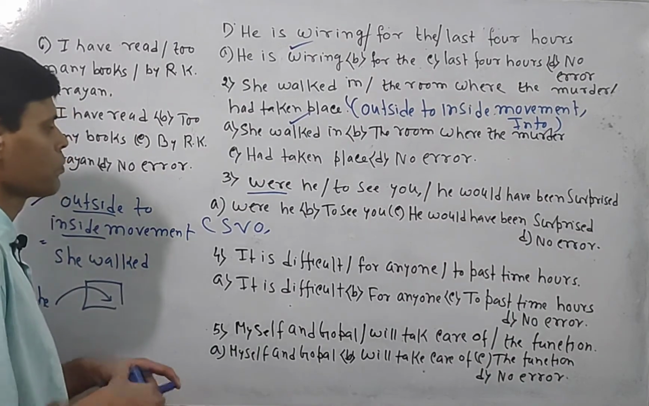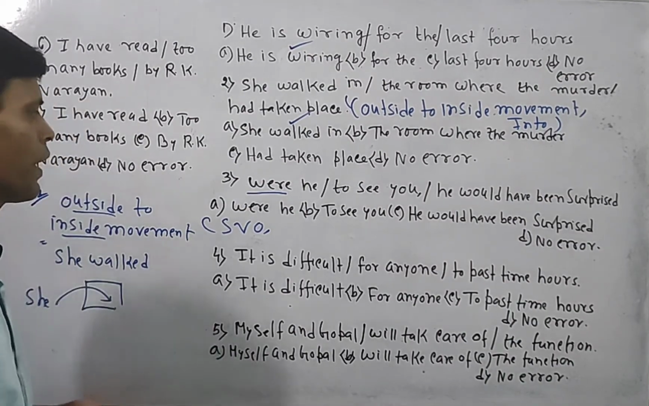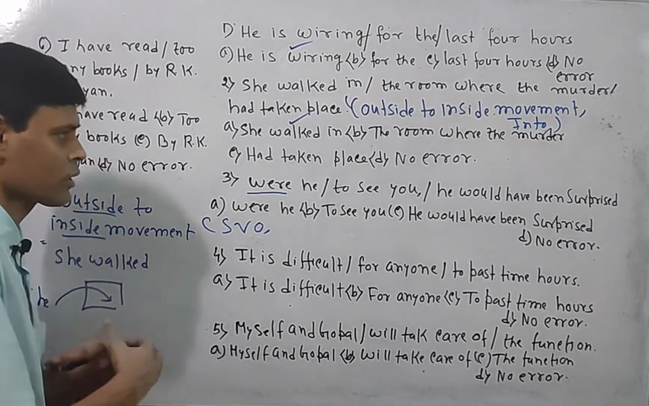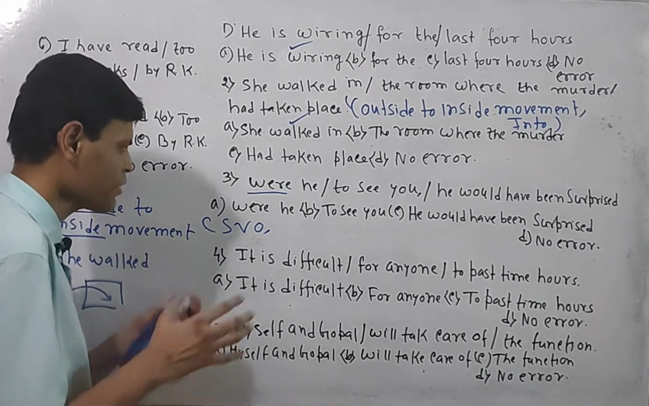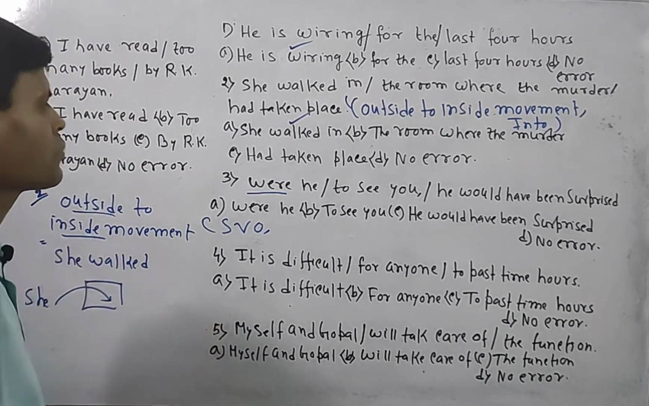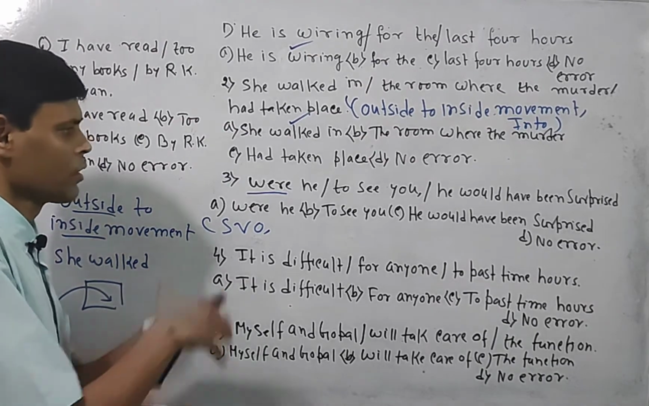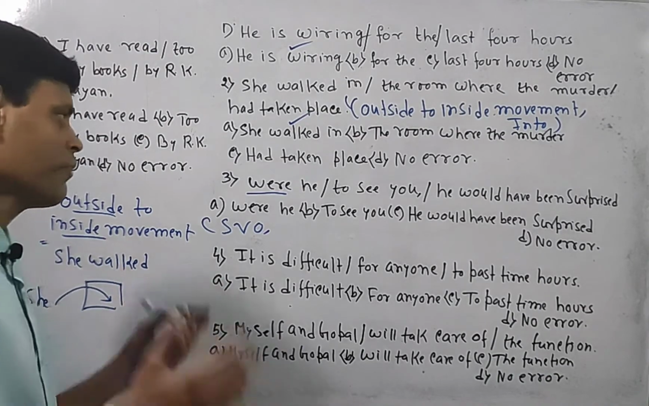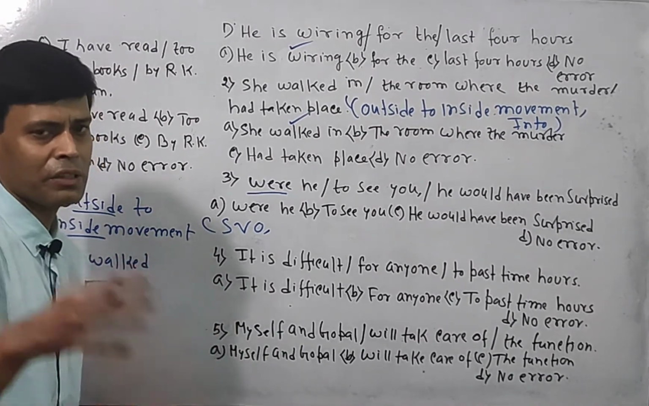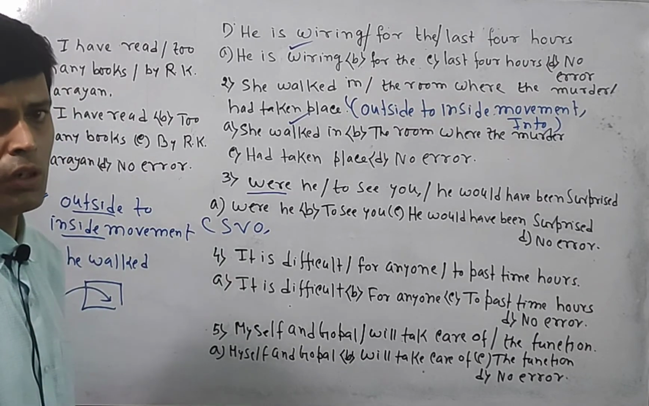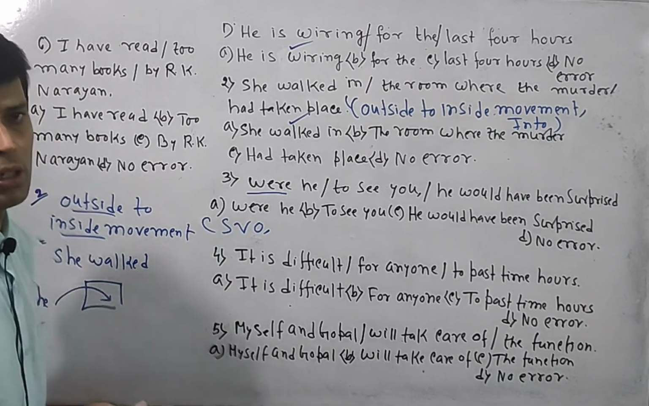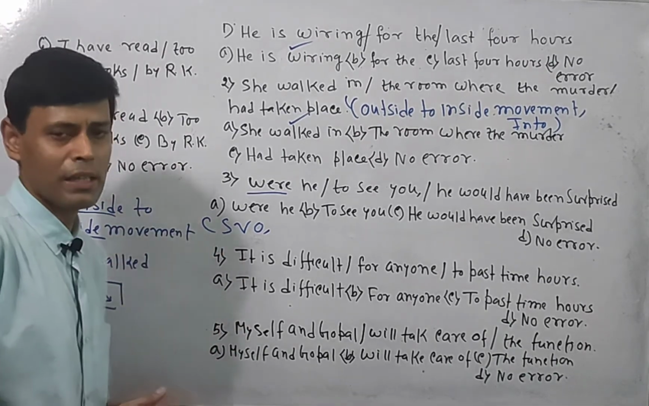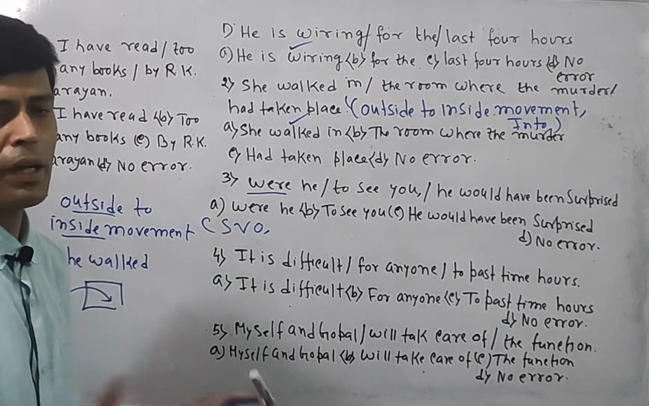So instead of were he, it should have been, he were to see you, he would have been surprised. Another mistake is there, it is not given. So actually the sentence is, if he were to see you, he would have been surprised. But in this sentence, if is not given, so you don't need to write if. You are just asked to find out the error, not to find out the error and correct the error. So here if should have been there, but it is not there, so there is no need to write if.